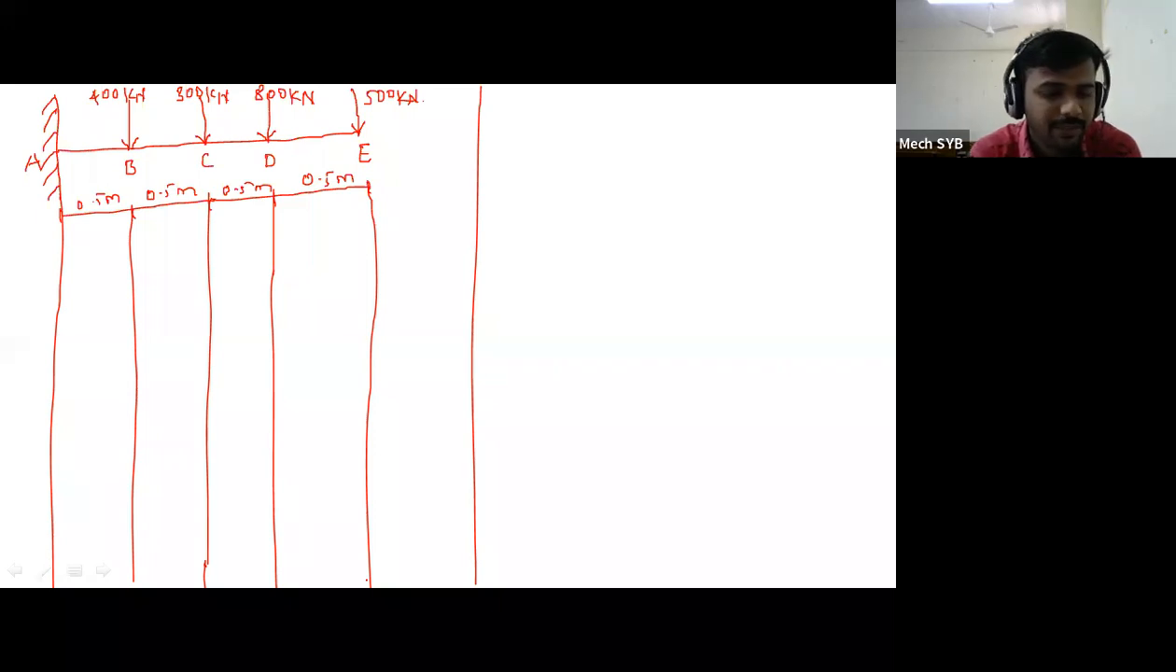How many reactions are present at point A? One answer I got, 3. So what about others? You can check the types of supports in the table I have given you. Number of reactions present at point A, or number of reactions present at the fixed support. So total number of reactions at the fixed support. So only one? What about others? What will be your answer?